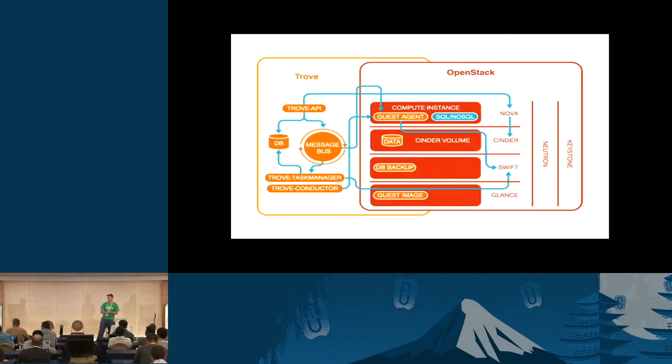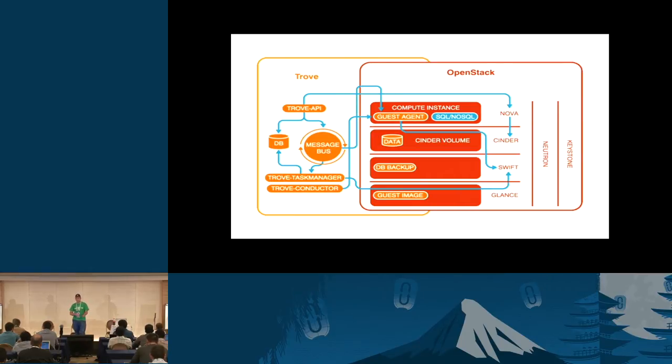Yes, sir. Yes, you can split. The question is, can you split the task manager and conductor into three different controller nodes and split the load, and make it HA and load balancing? Since task manager is just connected to the message bus, you can run that across multiple nodes, and a single message passed to a task manager gets executed only once at a time.